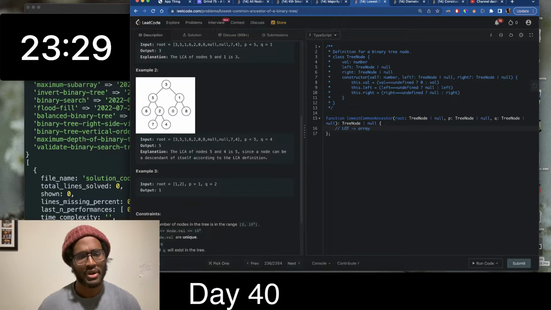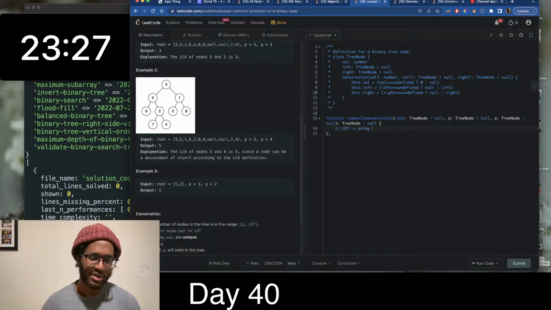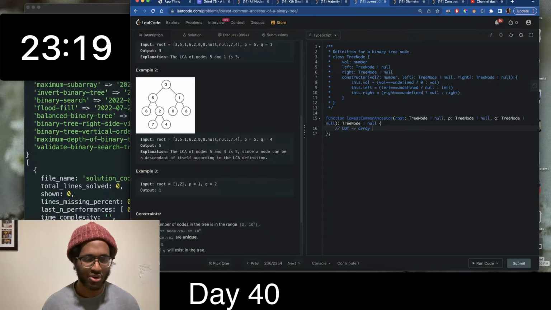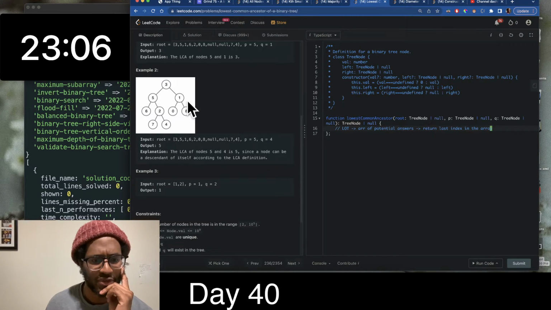array. And if we find during this level order traversal a particular node that has both P and Q as its subchildren, or it is P or Q itself, then we'll push it on to the array. At the end, we should be able to return the last index in the array. So we could generate a few answers for this.